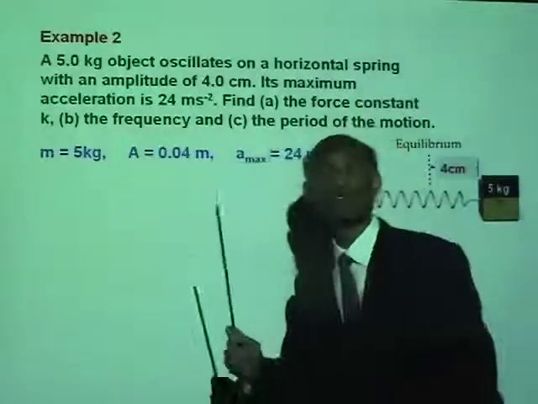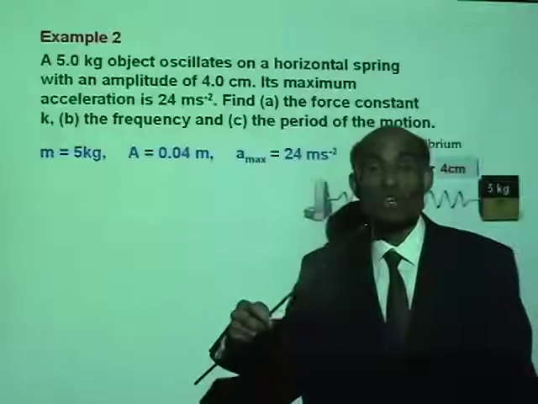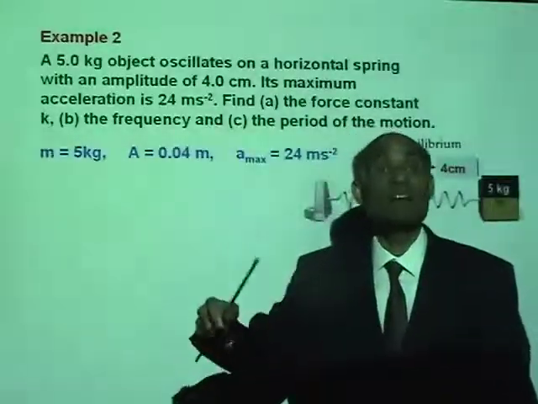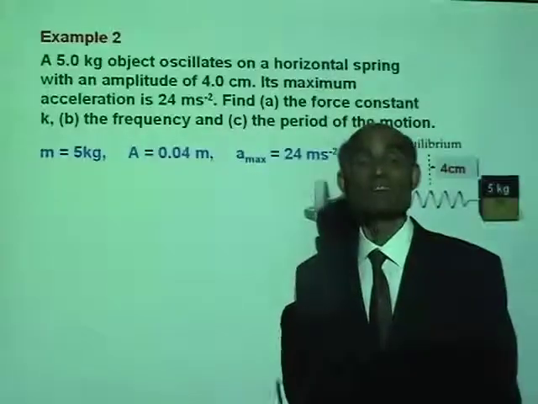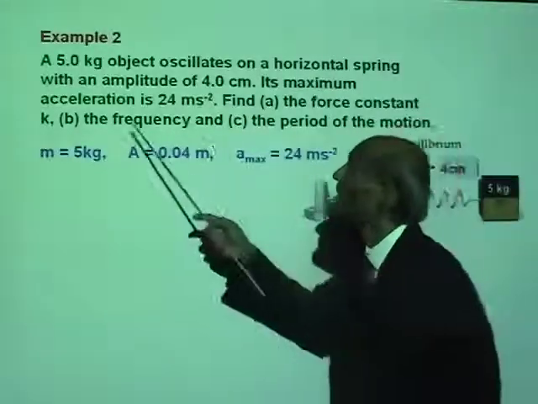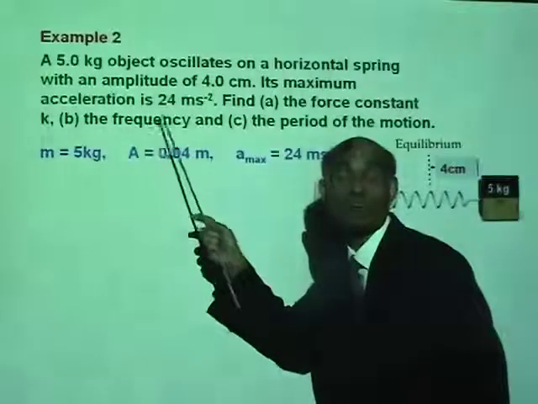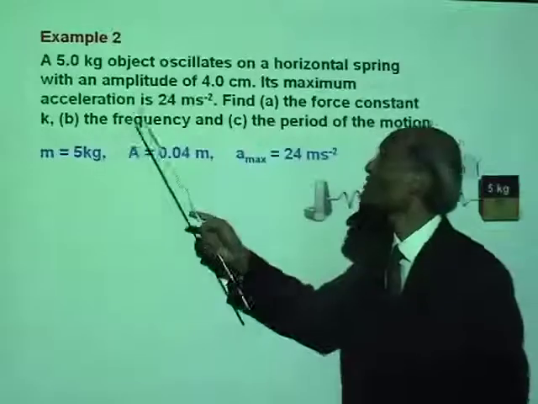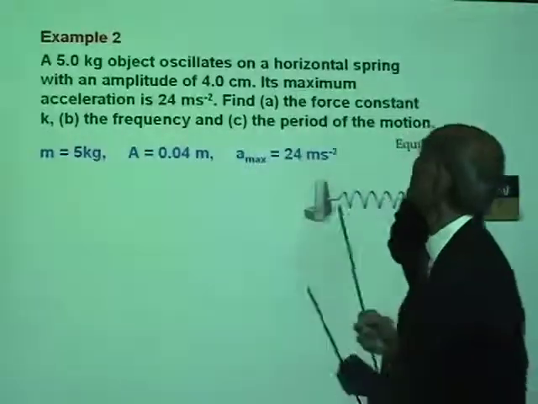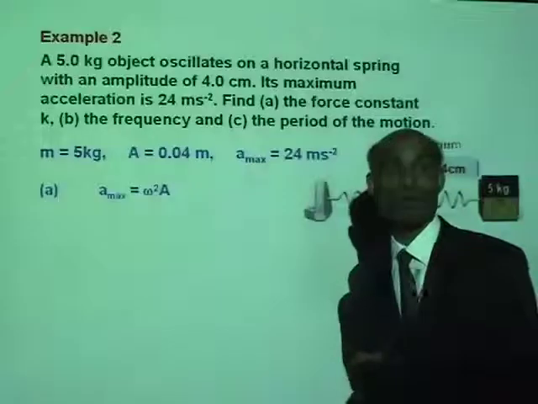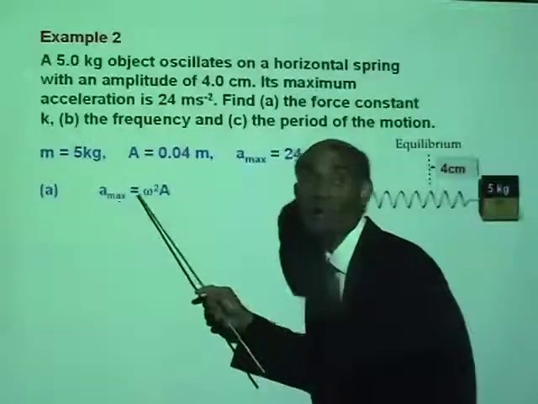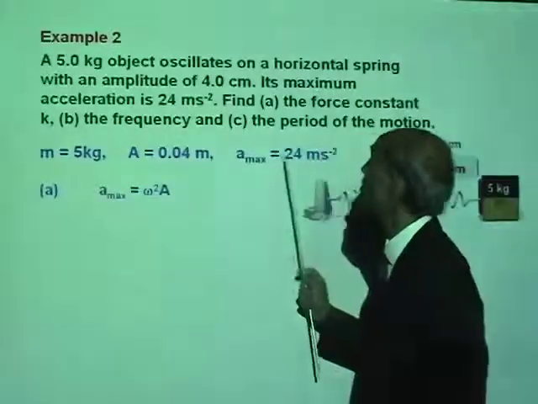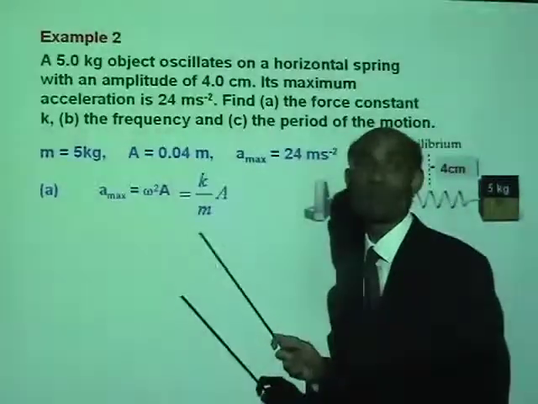Now, once you know the maximum acceleration, you can use this equation, A omega squared, and find the value of omega. Once you find the value of omega, you can find frequency. Why? Because omega equal to 2 pi f. And once you have the frequency, you can find the period and so on. Alright? A max equal to omega squared A, and you know the value of A max, 24.